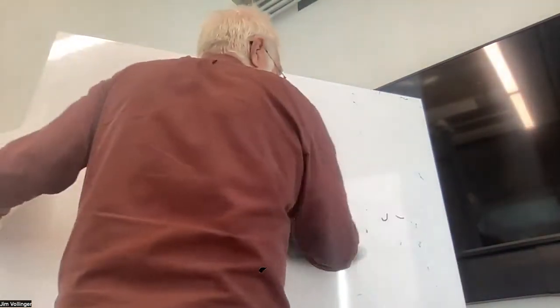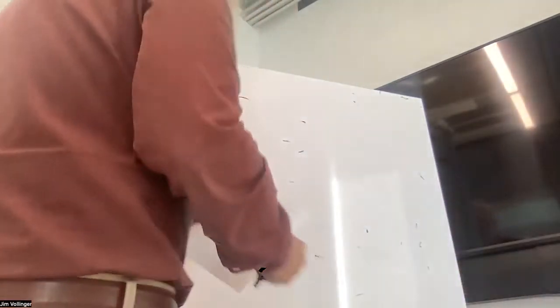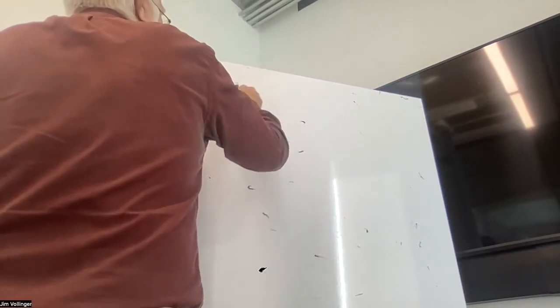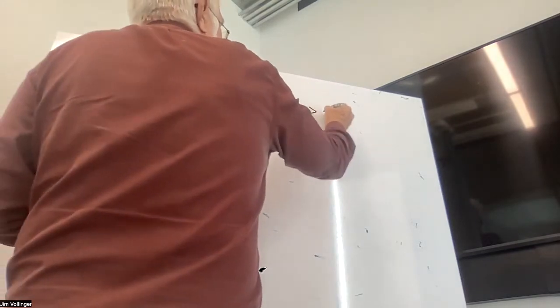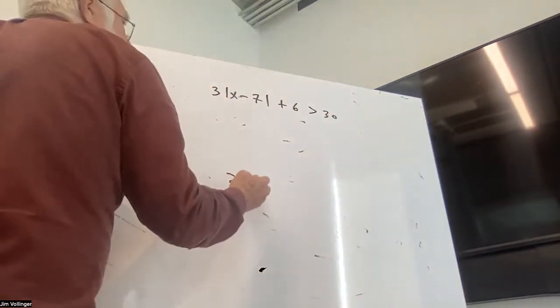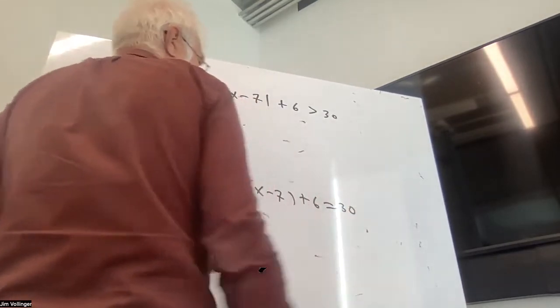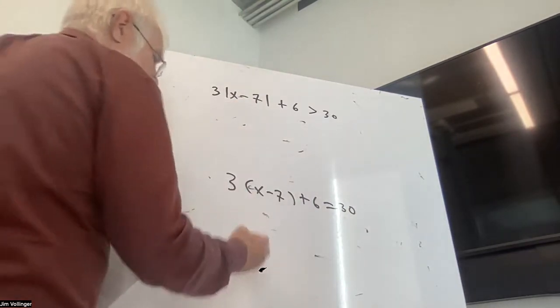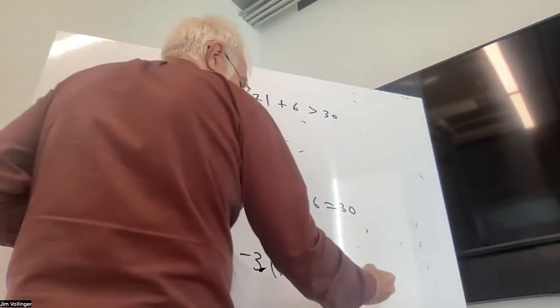All right, I've got an absolute value greater than 30 here. So in order to answer this, we've got to find out when it equals 30. 3x minus 7 plus 6 greater than 30. I'm going to start with 3x minus 7 plus 6 equal to 30. That's all I do is I find out when that's true and then I use the symmetry, but we'll do both. Minus 3x minus 7 plus 6 equals 30.